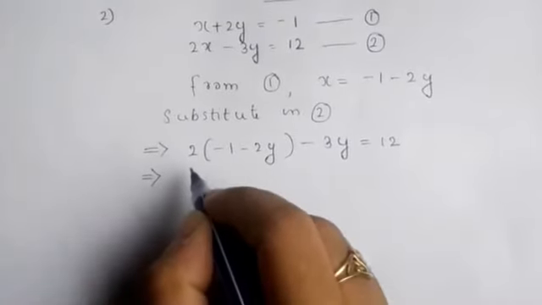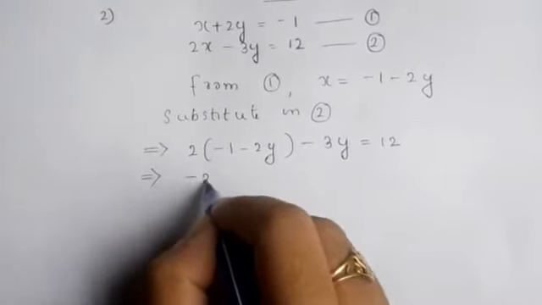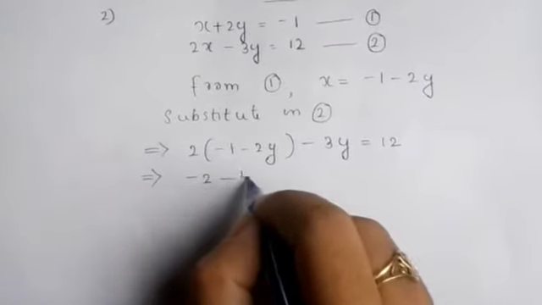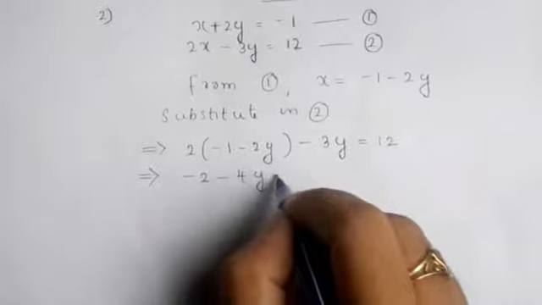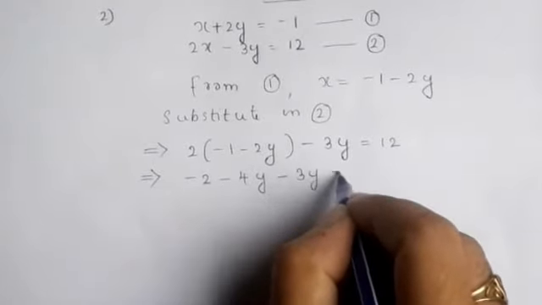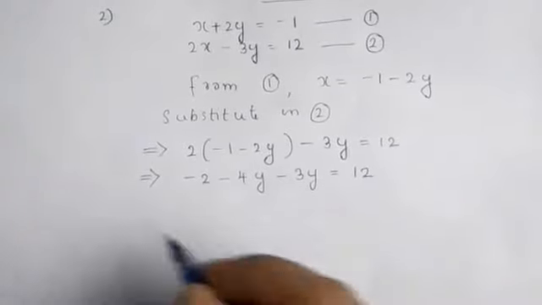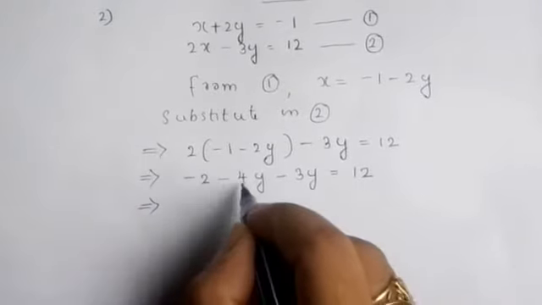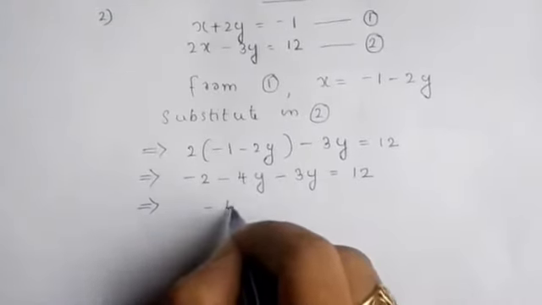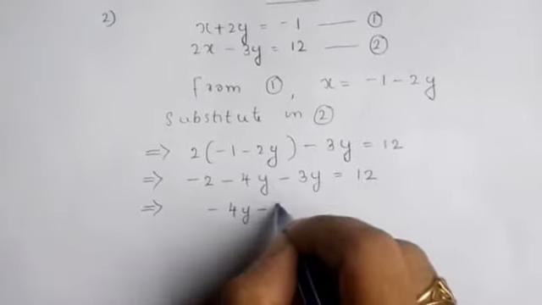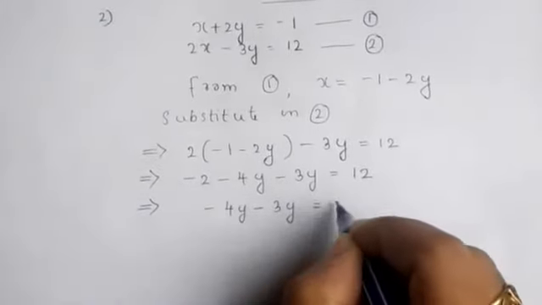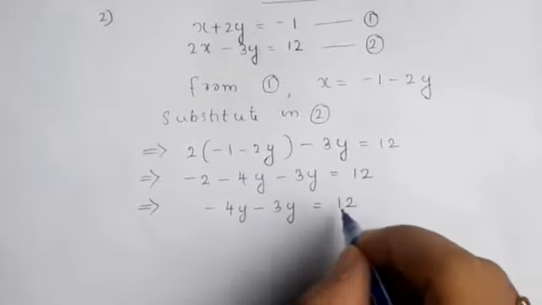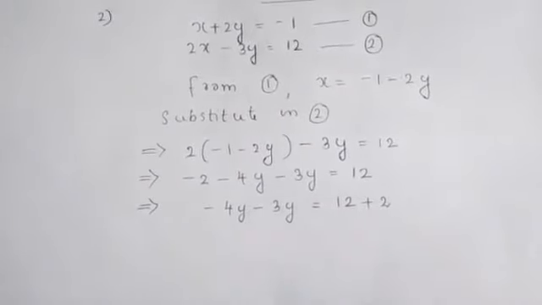Then same step, just open the bracket: 2 into minus 1 is minus 2, and 2 into minus 2y is minus 4y. Then minus 3y is equal to 12. So arrange y only on the left side: minus 4y minus 3y is equal to 12. This number you have to transpose to the right side. It becomes 12 plus 2.